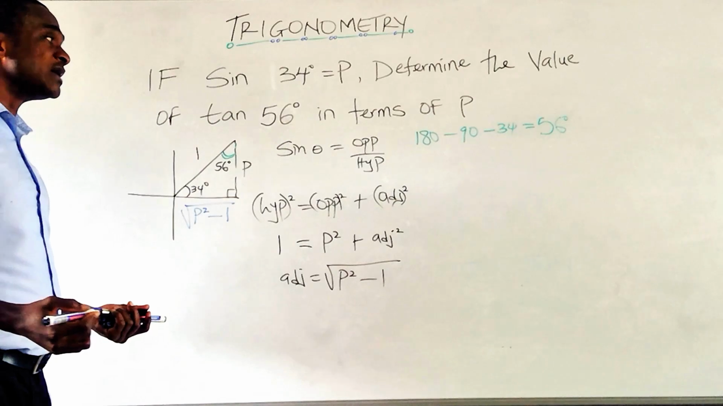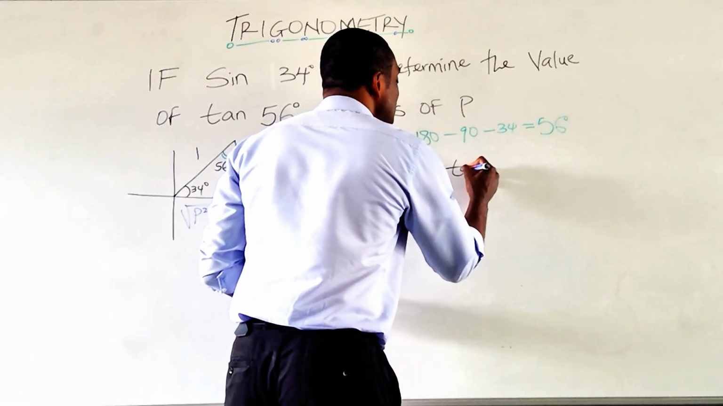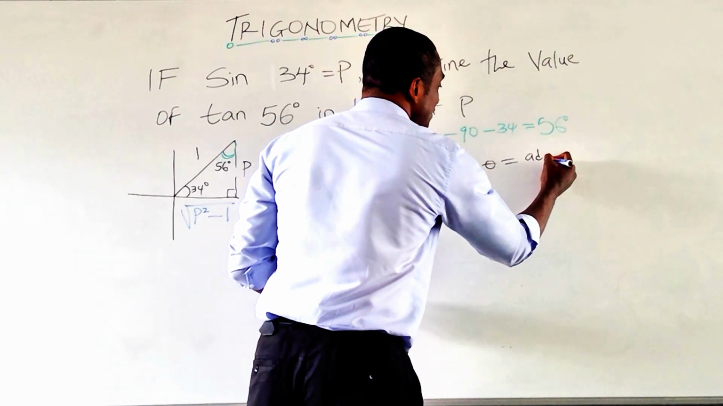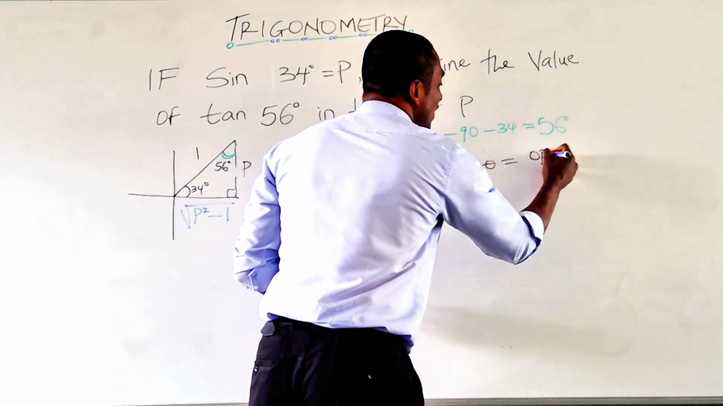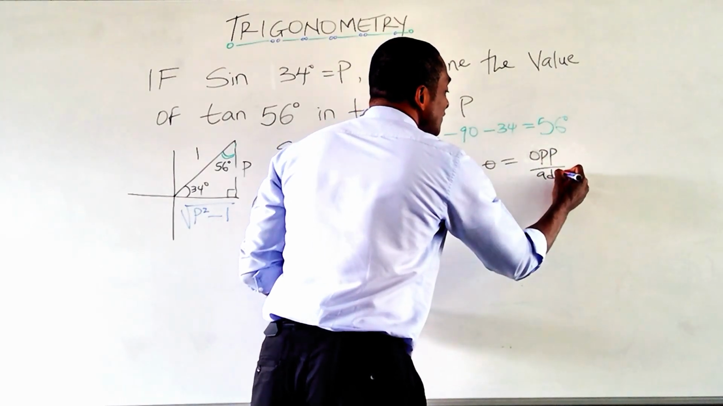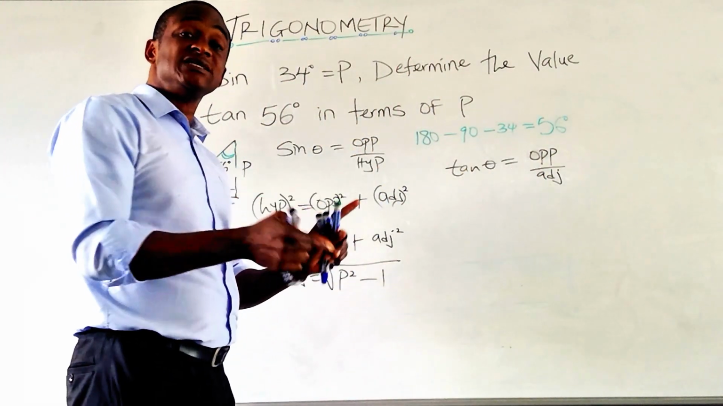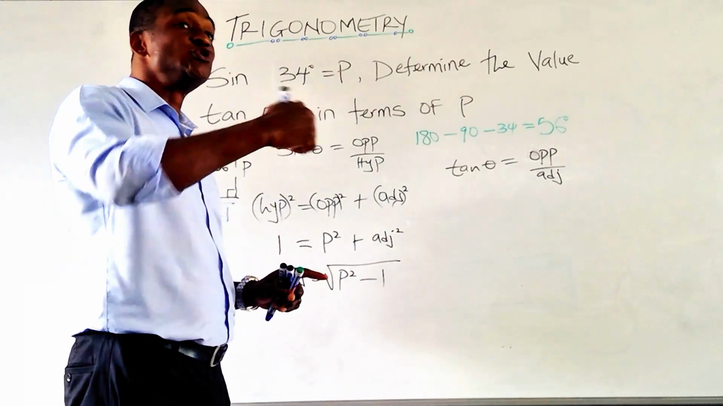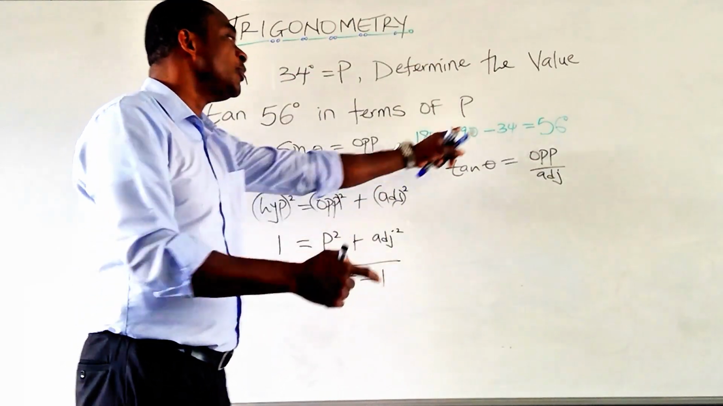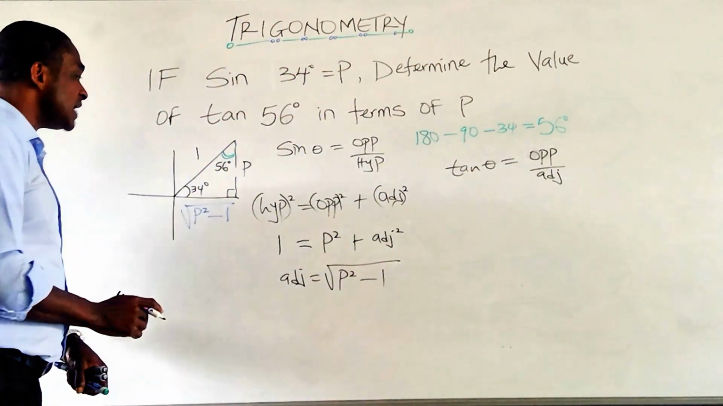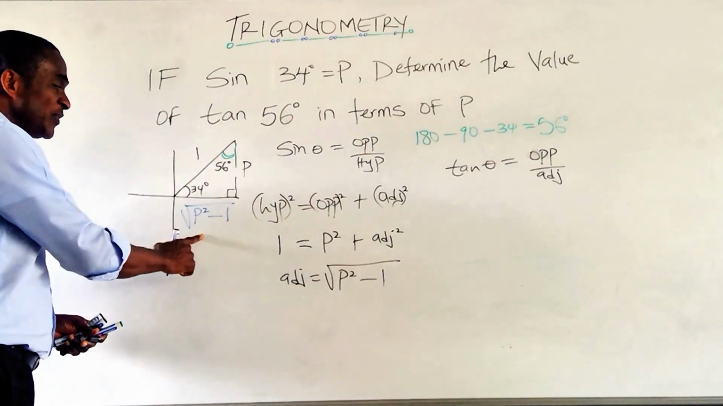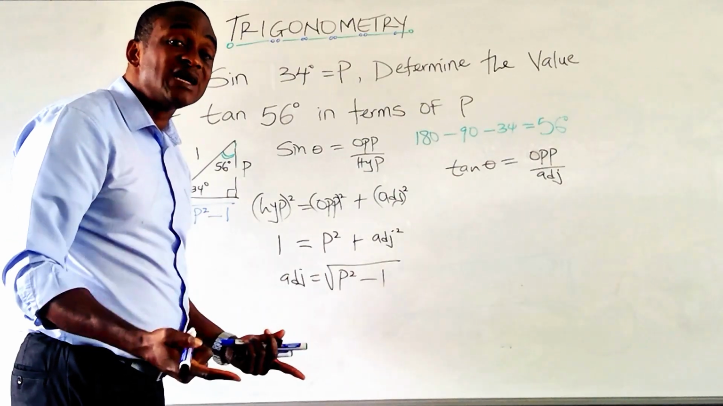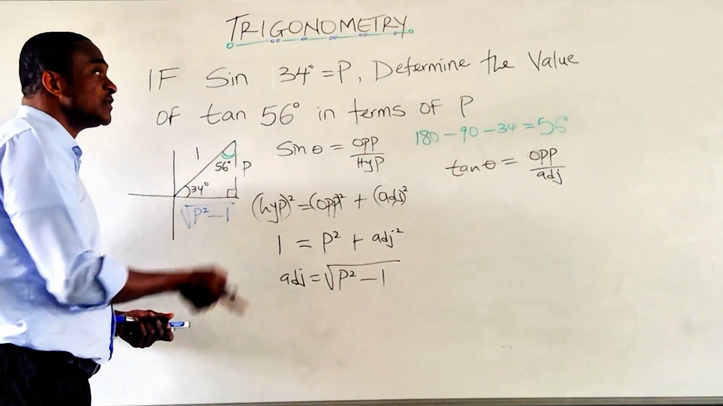Now we can apply our SOHCAHTOA. SOHCAHTOA says that tan of any angle is opposite over adjacent. Remember, it must be in that order. If we place adjacent over opposite, it defeats the purpose. It must be TOA, T-O-A, opposite over adjacent. Now we have completed the lengths of the sides of our triangle in terms of p, and that is what we solve.